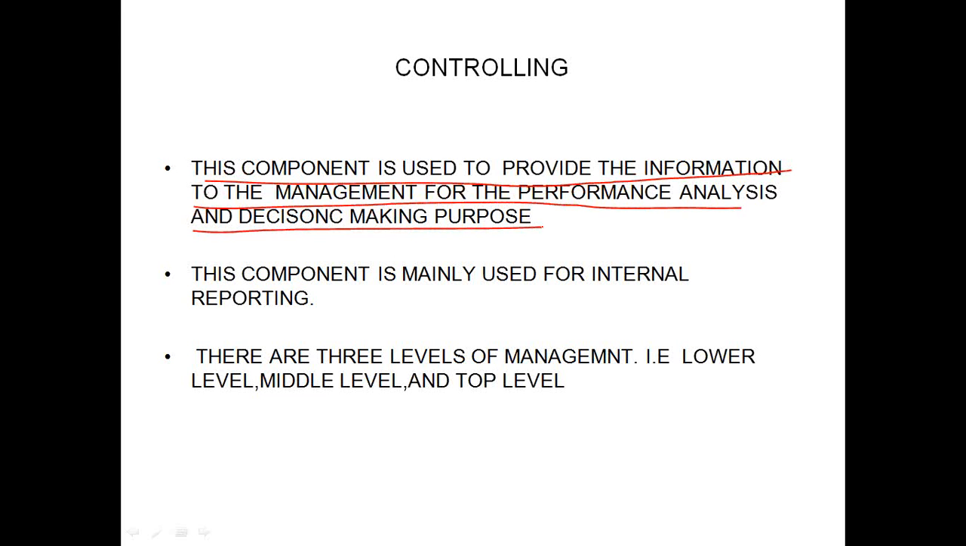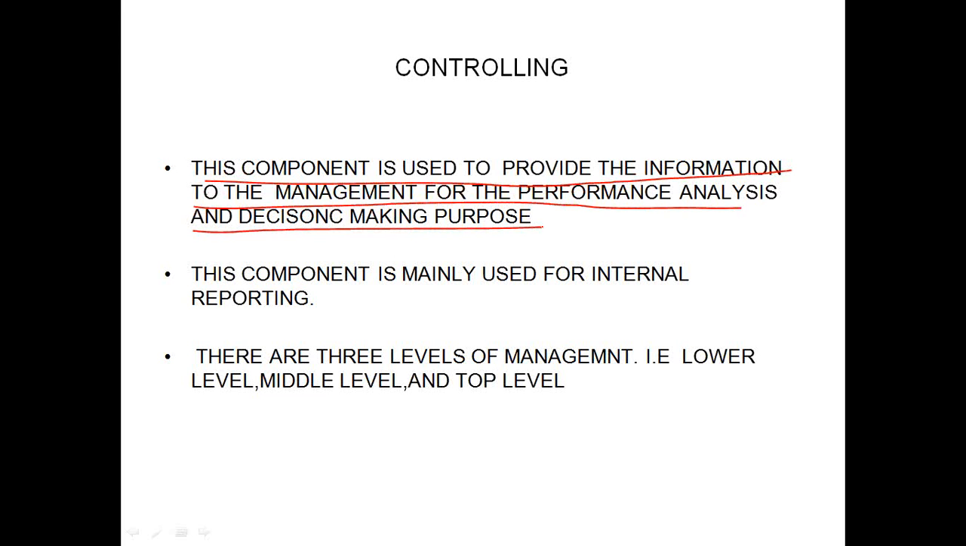So the head of every department, at the end of every month, wants to know the performance of their respective departments, how efficiently we are performing. And if any inefficiency is there, what are the reasons for that inefficiency and how to overcome those problems. So like that, every departmental head wants to analyze the performance of their respective departments at the end of every month. For that purpose, they need some information. That information is completely provided by the controlling component.